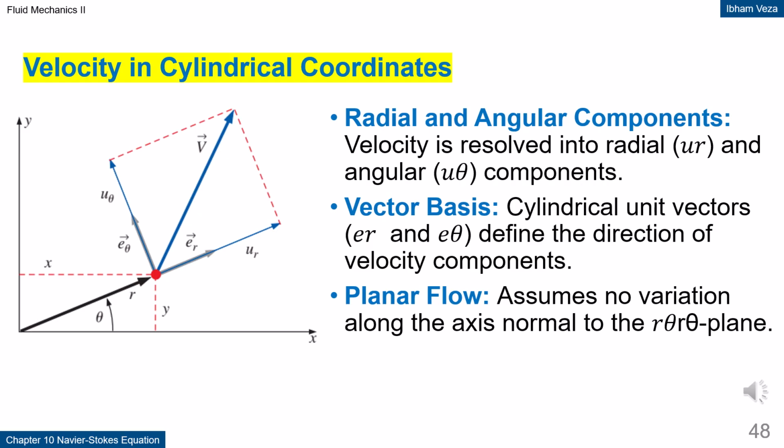With the planar flow assumption, there is no variation along the axis normal to the plane. This coordinate system simplifies the analysis of rotating flows and flows around cylinders.